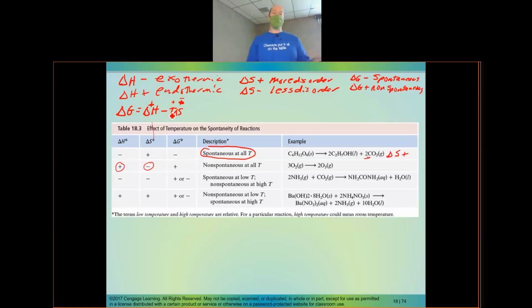And so there's no way for the delta G to become negative. It would be positive at all temperatures. And so this is non-spontaneous at all temperatures. Or you could write never spontaneous.